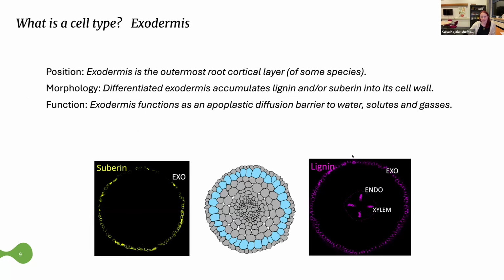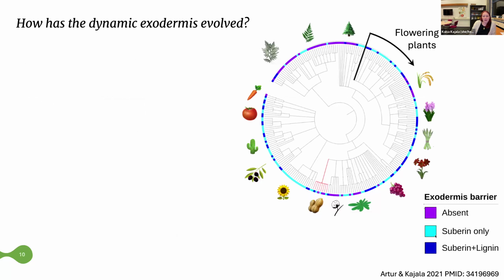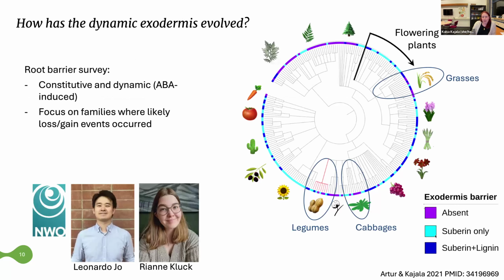And these pictures, actually, the suberin and lignin stained images, are from chickpea. And I currently have a project running looking at the exodermis across flowering plants. So with my wonderful team of Leonardo Joe and Brianna Kluk, we've been looking at a few different angiosperm lineages or families, specifically grasses, cabbages, and legumes, which have been previously recorded to have both exodermal and non-exodermal species.